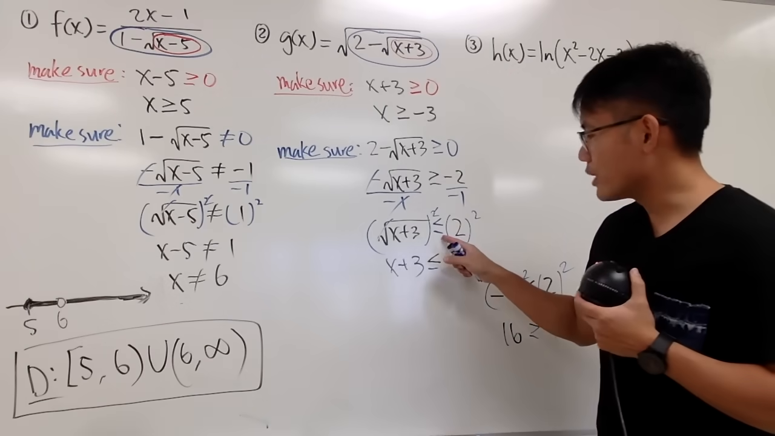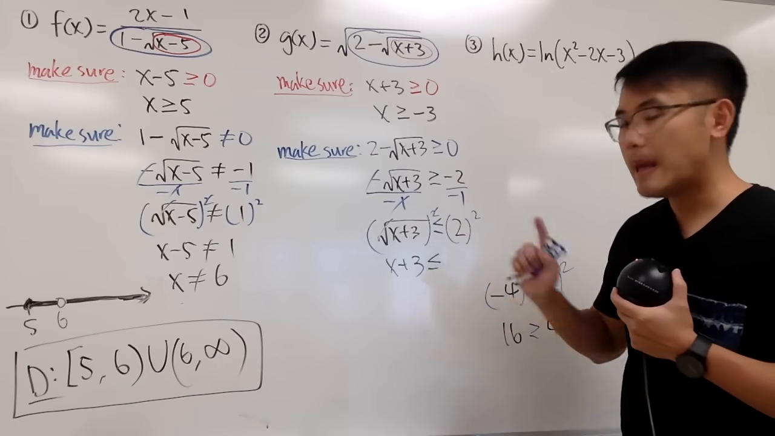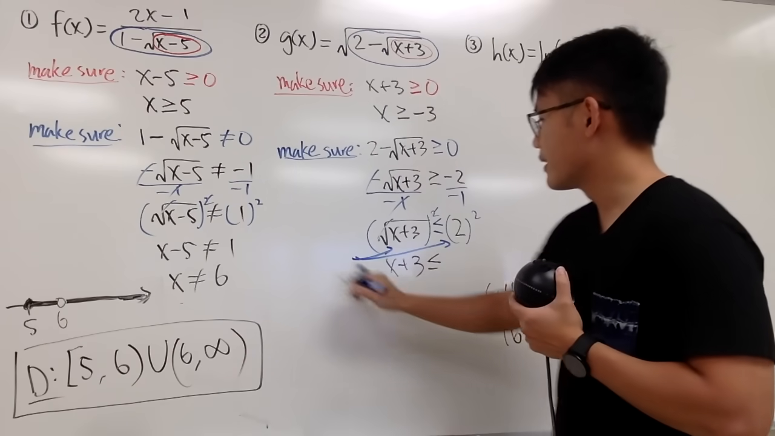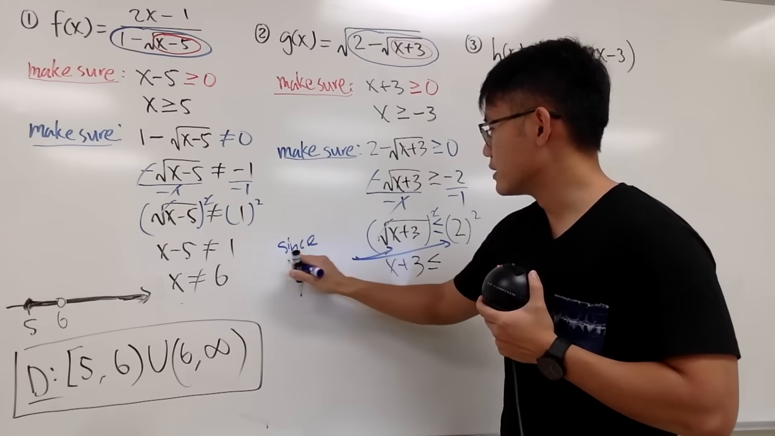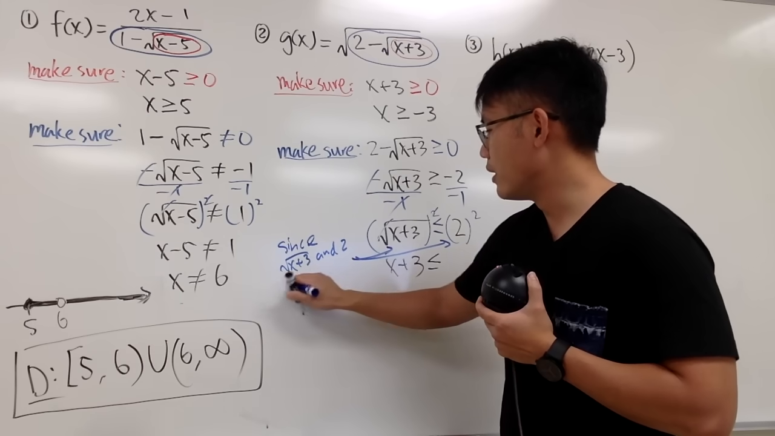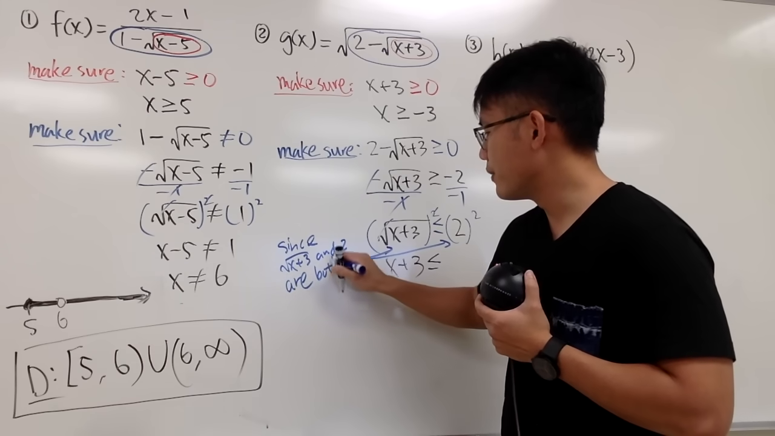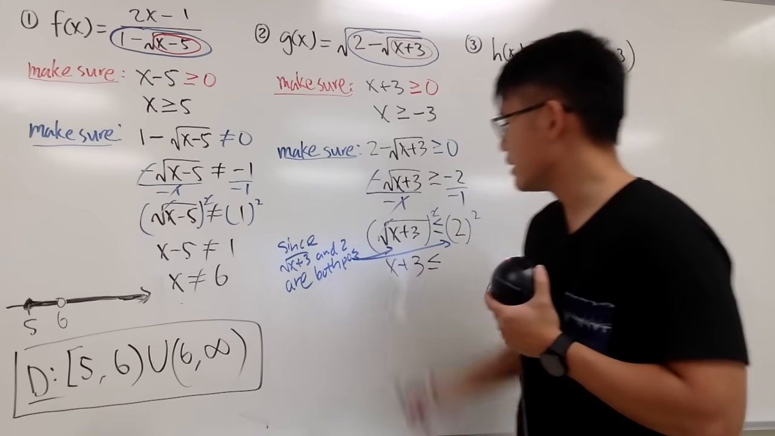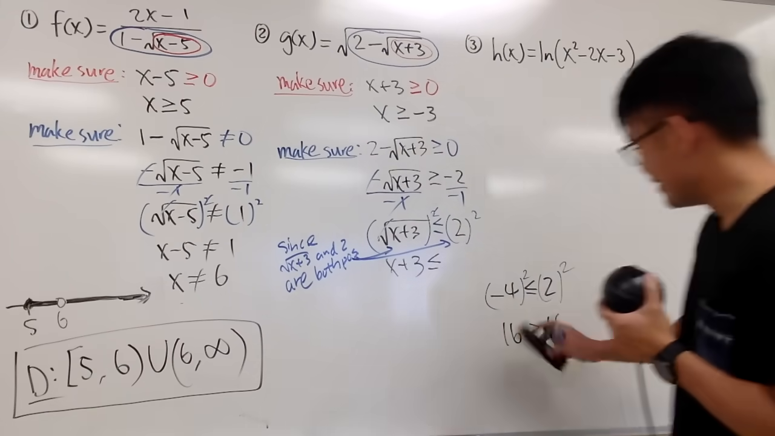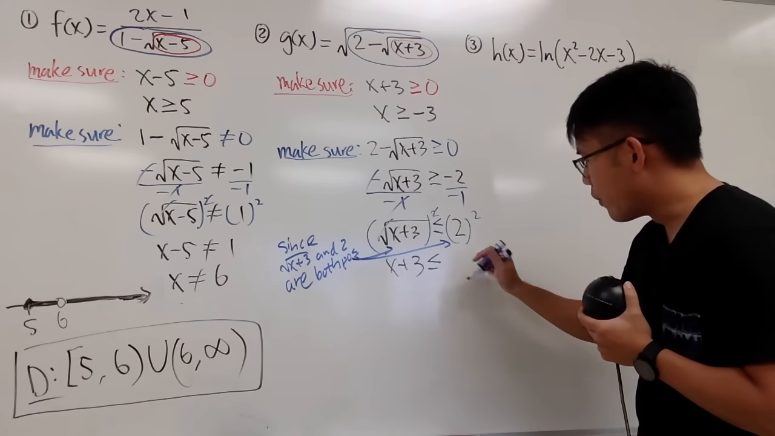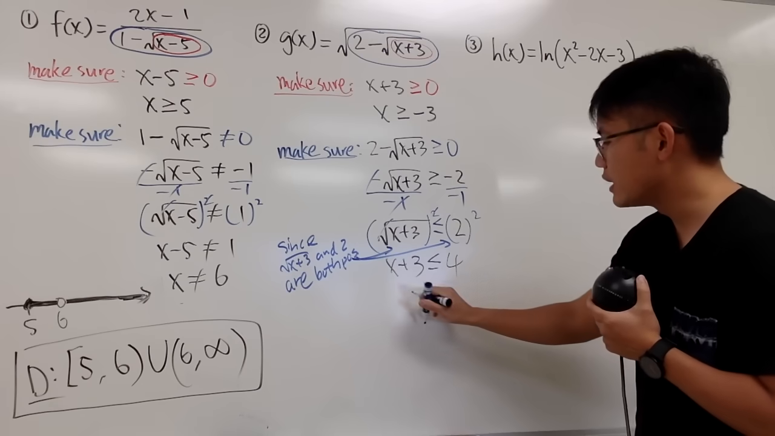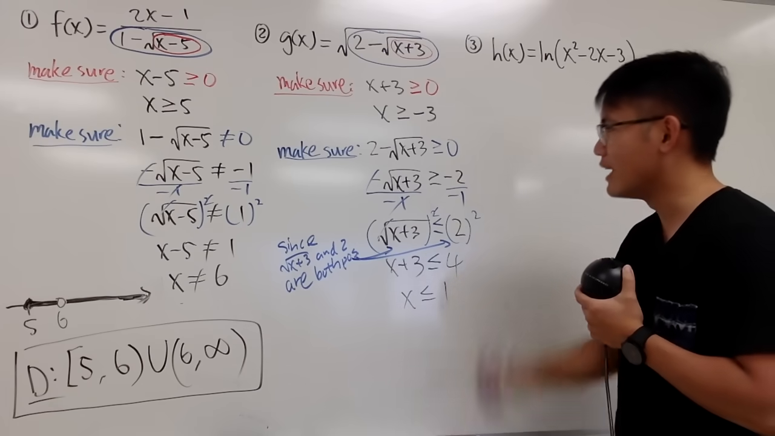But this right here, we can be sure you just keep the inequality because you can just write it down somewhere on the side, maybe like this. Since square root of x plus 3 and 2 are both positive, you can just maintain the inequality. So it's nice in this case, unlike this one. Anyway, 2 squared is 4, and then x plus 3 is less than or equal to 4. Minus 3 on both sides, we get x is less than or equal to 1.